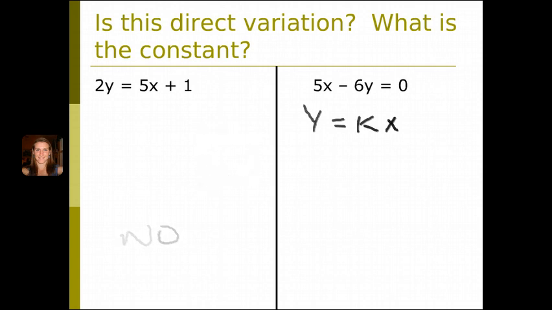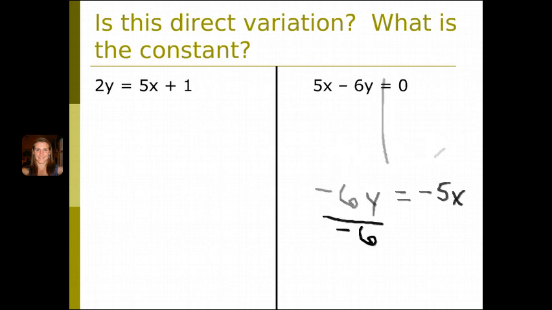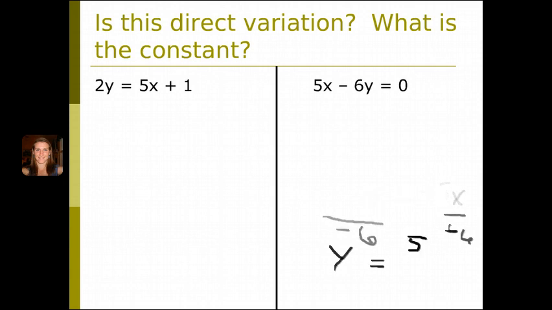We will do that by first subtracting the 5x from both sides of the equation, and when I do that, I will get negative 6y equals negative 5x. Still need to get y by itself, so I will divide by negative 6 on both sides. It's a negative, and I will get y equals 5 over 6x. Does that look like y equals kx? Yes, it does. And so my k is 5 over 6.